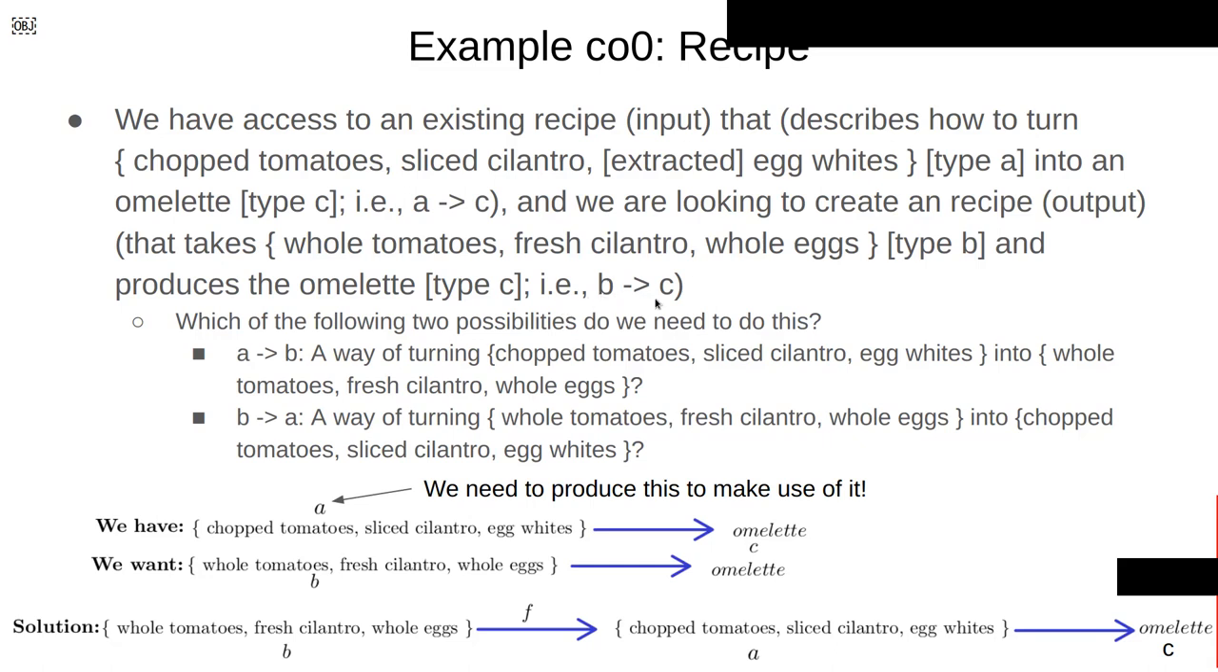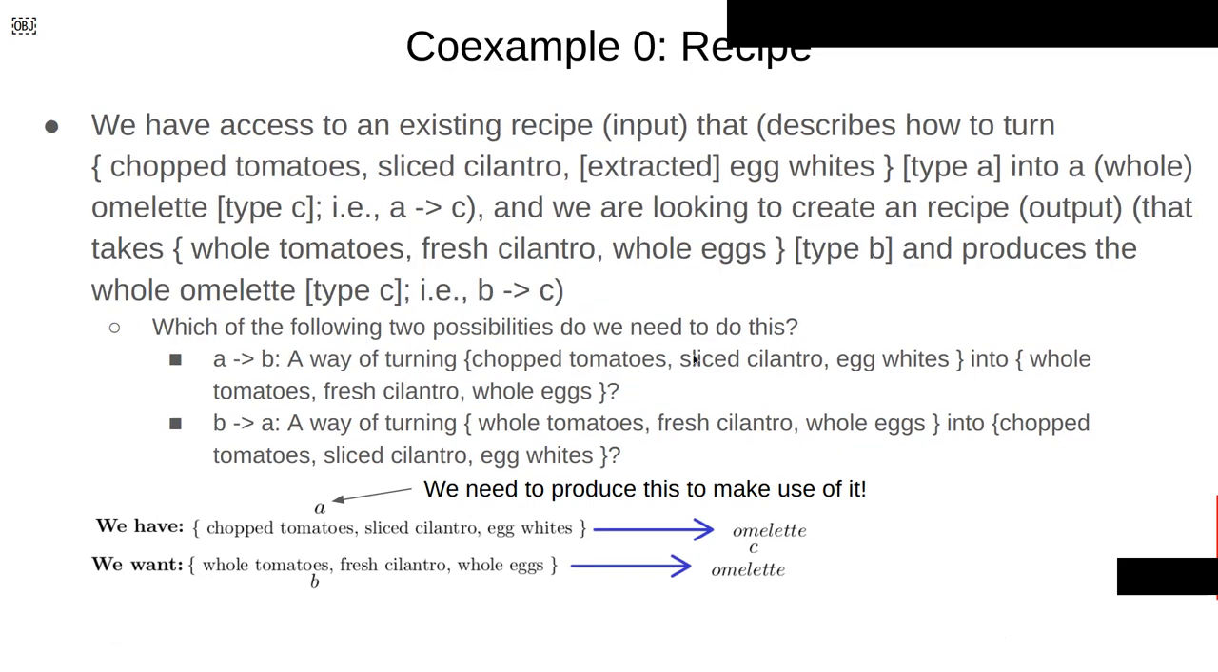So if we want a B to C, and we're given an A to C, we can't map the A to a B because these are the things that are consumed. We have to say what we will start with here for B and map them into A so we can use this. So here we're pre-composing with F. We're doing F first, and that requires us to map this input into this input so we could use this recipe.